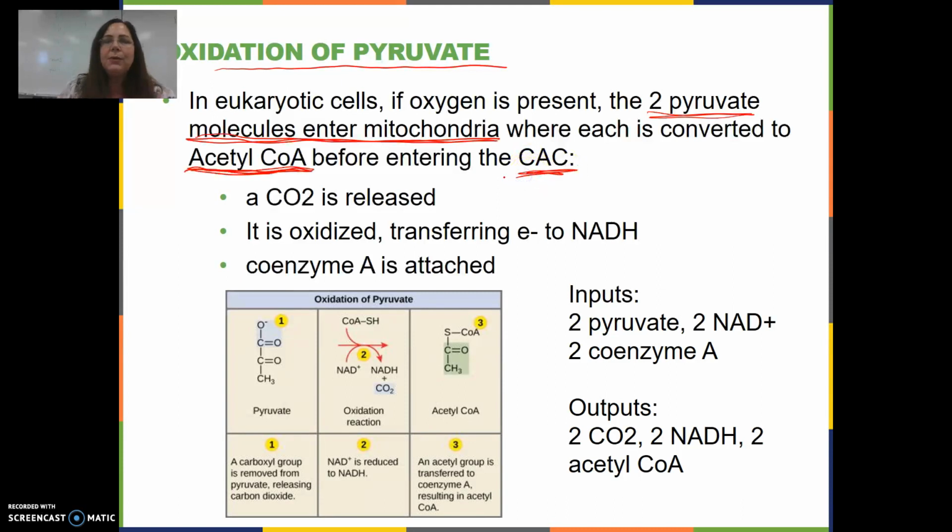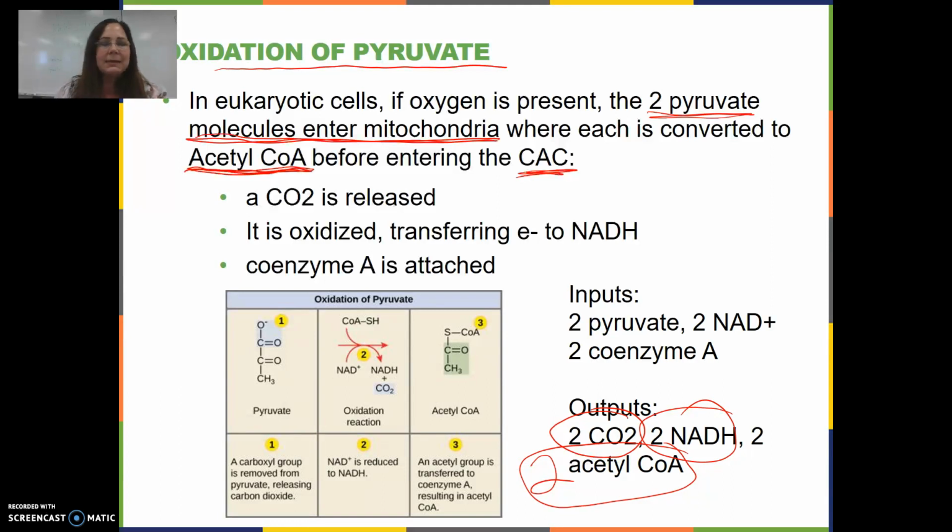So two pyruvate molecules are the inputs of this particular step, and then the outputs are 2 molecules of carbon dioxide, 2 molecules of NADH, and then 2 molecules of acetyl coenzyme A. I'm going to write the 2 here. So 2 carbon dioxide, 2 NADH, and 2 acetyl coenzyme A.